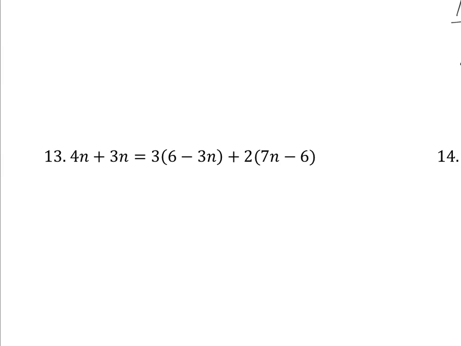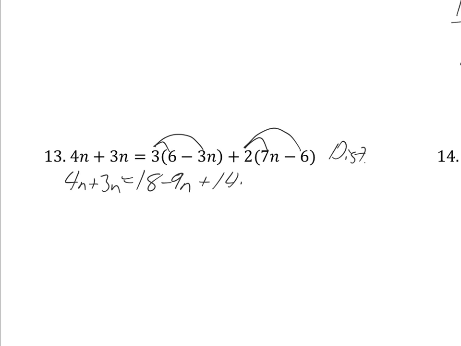So we're going to distribute twice. So I'm going to write right here, this is double distributing. So we have 4n plus 3n equals 3 times 6 is 18. 3 times 3 is 9n. So I put minus 9n plus 2 times 7 is 14n. 2 times negative 6 is minus 12.